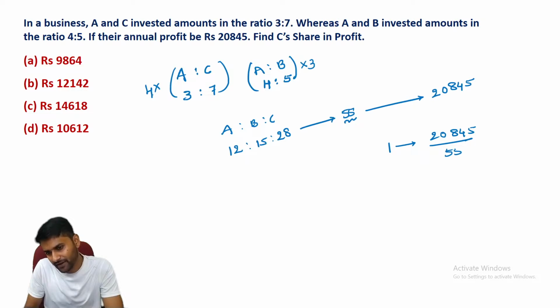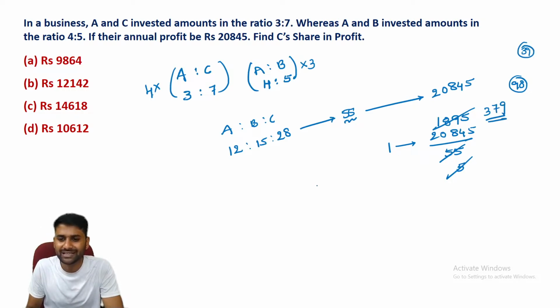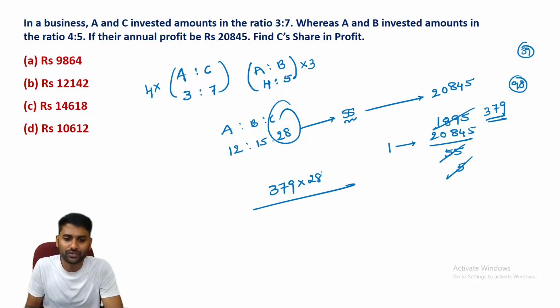20,845 divided by 555. So again 11 fives, 11 ones, 11 we have a 98, 11 eights 88, then we have a 104, 11 nines, 11 fives. Go through the further calculation here. 5 threes 15, we have a 39, 5 sevens and 5 nines. Each unit is 379. If 379 is each unit, then C will get 28 units. Do the further calculation here.